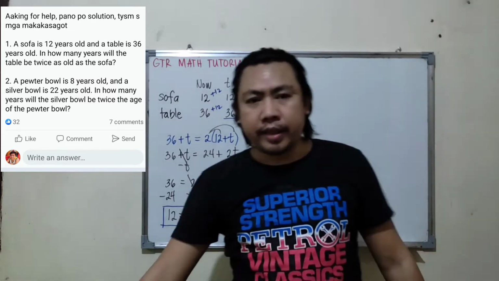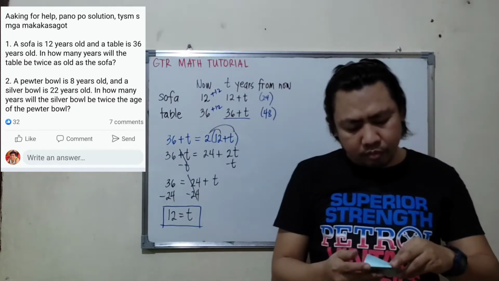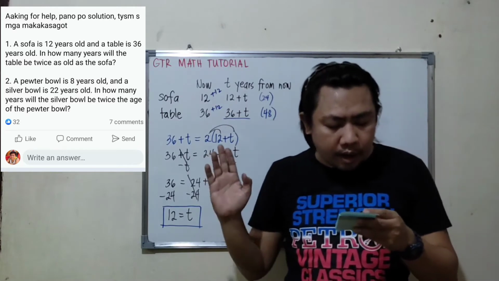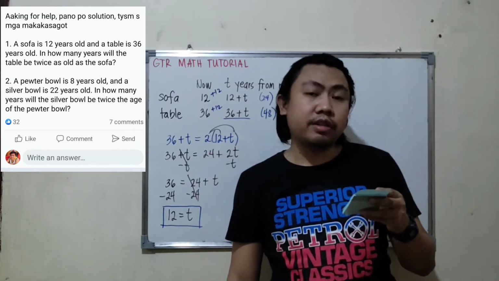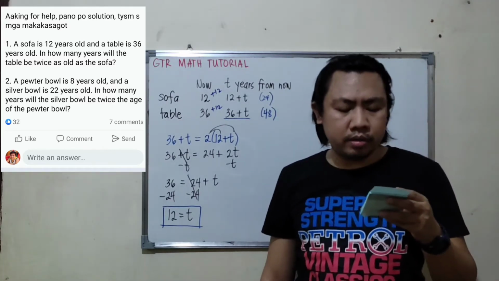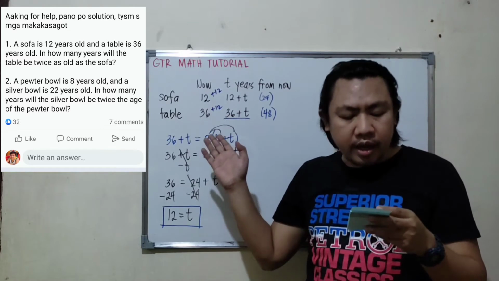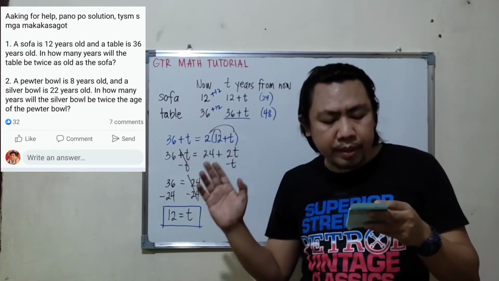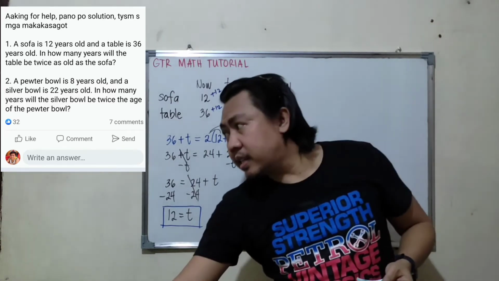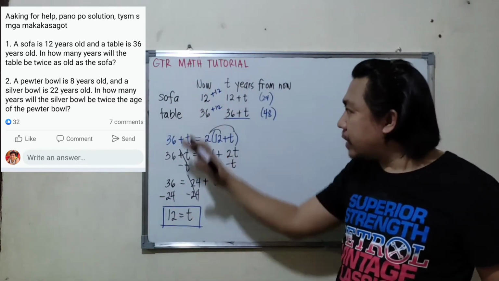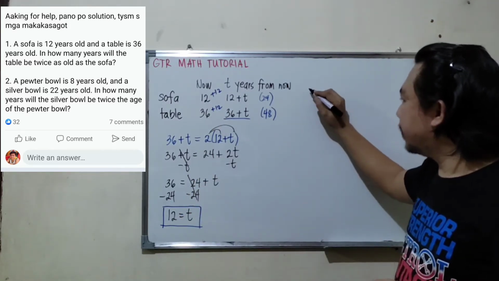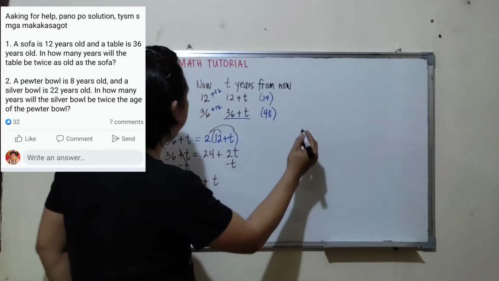Okay? So, next, number 2. So, number 2, ayan. So, a pewter bowl is 8 years old, and a silver bowl is 22 years old. So, parang parehas din na to. In how many years will the silver bowl be twice the age of the pewter bowl? So, parehas na parehas. So, ulitin lang natin itong process na ito. So, lagay lang natin yung given. Dito ako sa kabila para makita nyo mabuti.